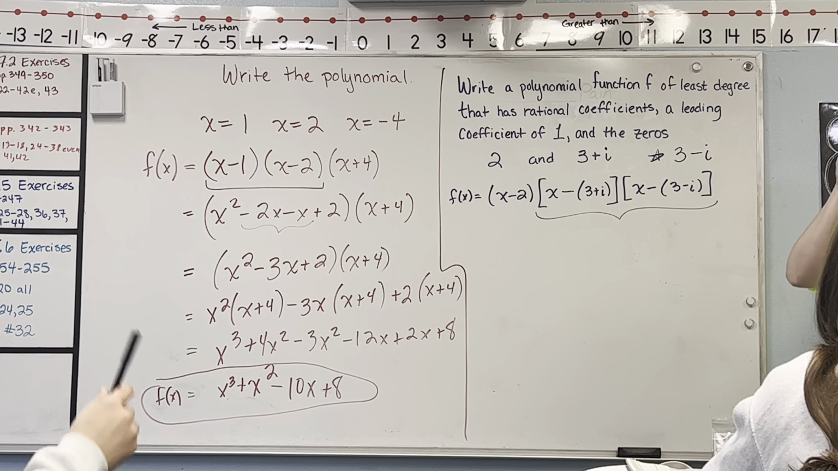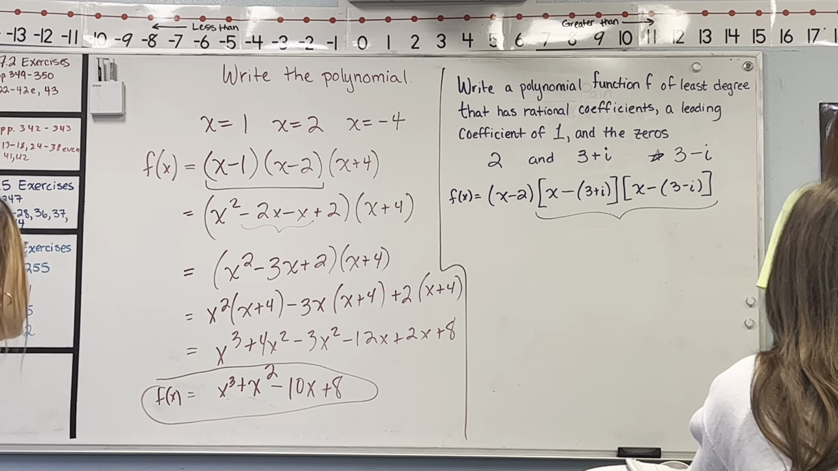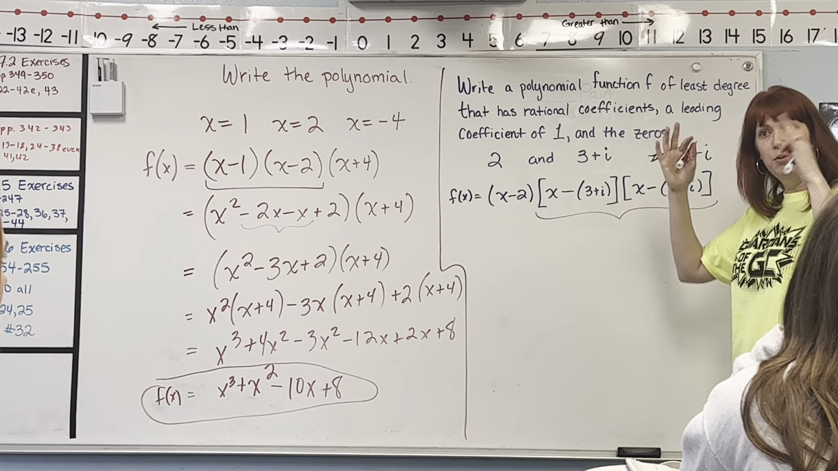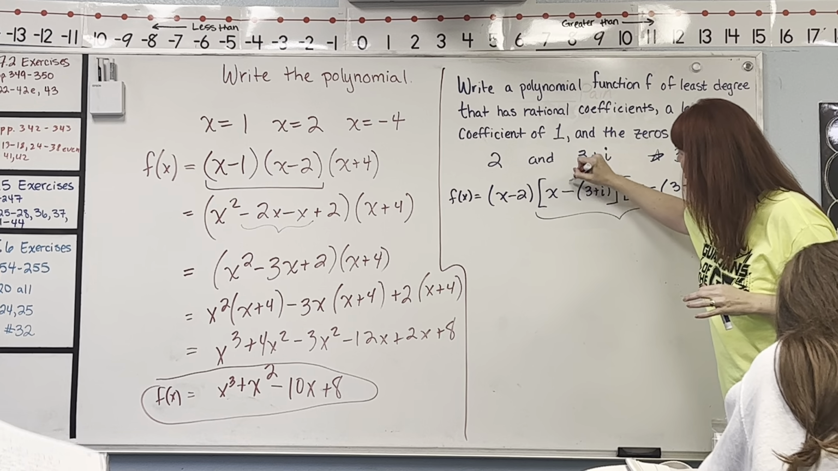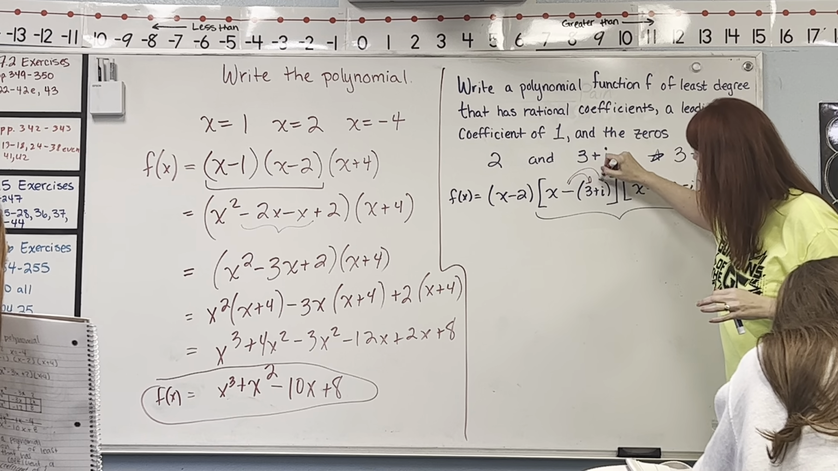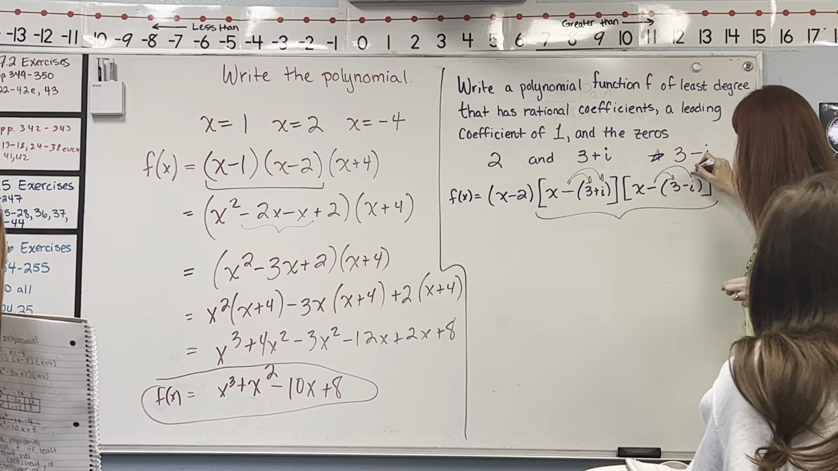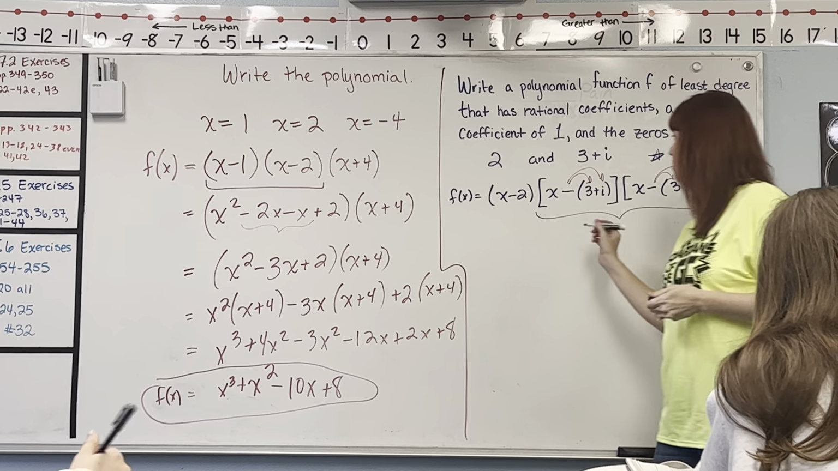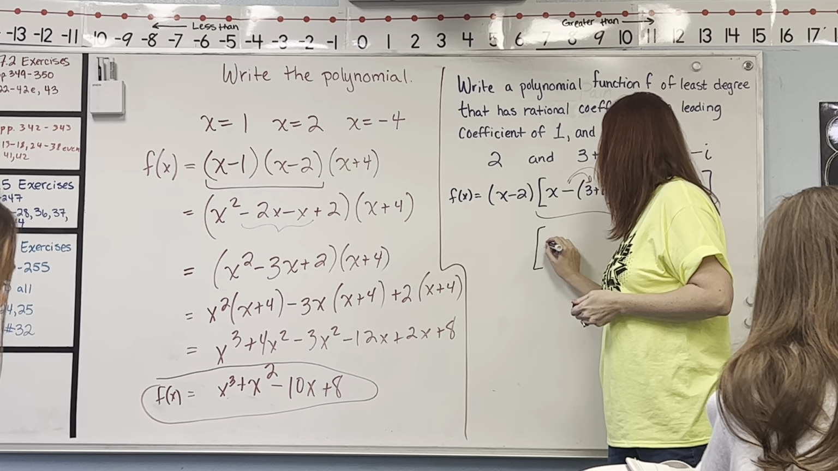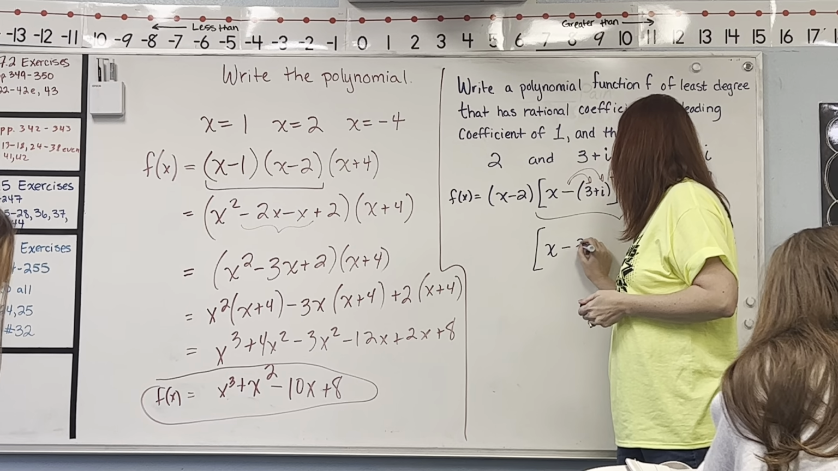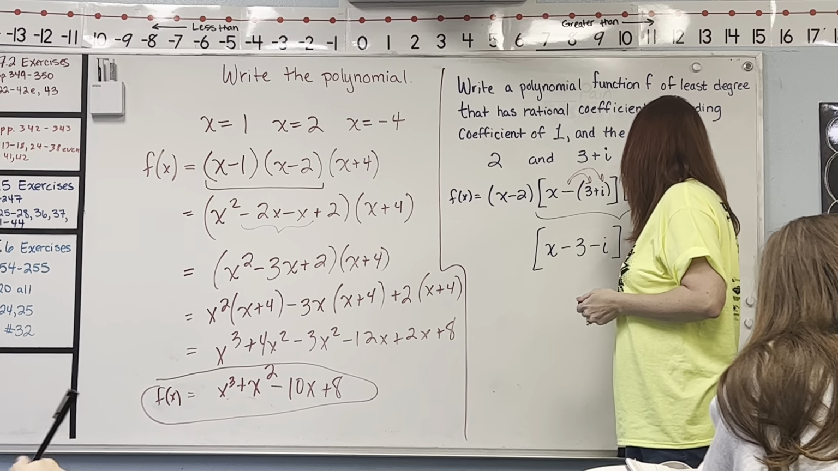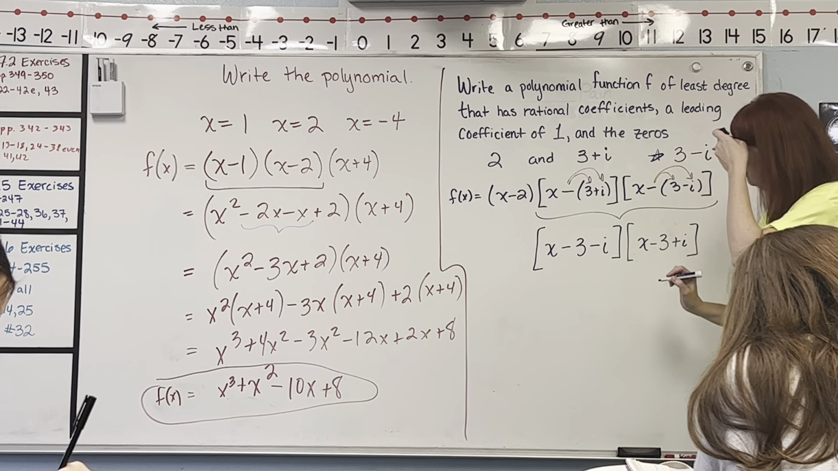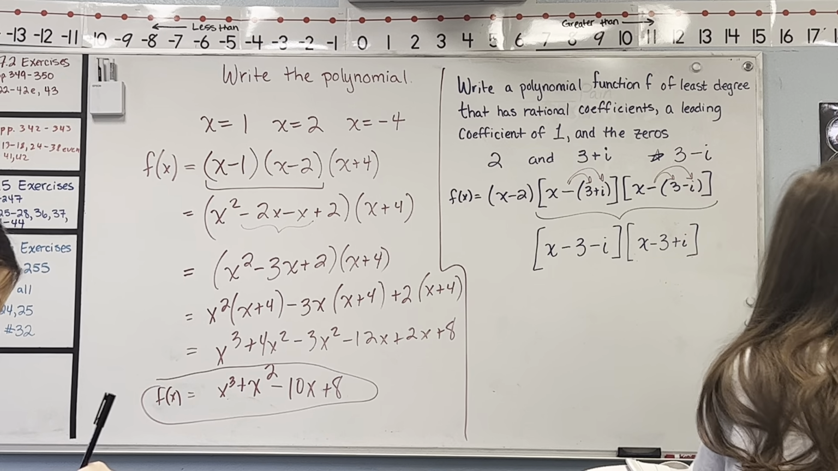All right, first thing we're gonna do is to distribute the negative sign outside of parentheses. So we're just gonna distribute this to both things in here. When we do that, we get x minus 3 minus i, and then x minus 3 plus i. Okay? And then you just multiply those two together?